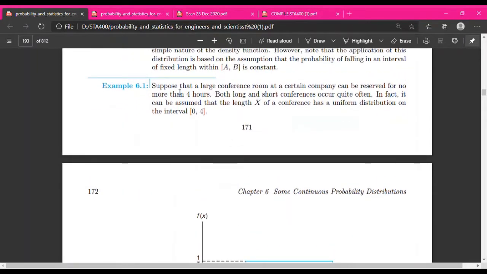Suppose that a large conference room at a certain company can be reserved for no more than 4 hours. Both long and short conferences occur quite often. In fact, it can be assumed that the length x of a conference has a uniform distribution. Sebab dia kata the conference occur quite often, dan juga it can be reserved for no more than 4 hours. So benda yang uniform, yang sentiasa berlaku, kita panggil it can be stated in the uniform distribution. So the interval will be daripada 0 hours until 4 hours.